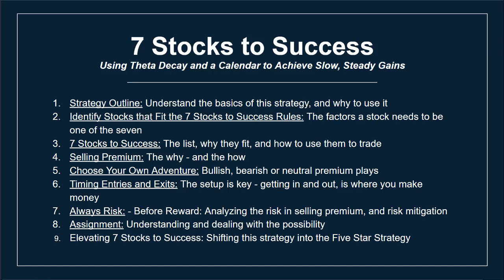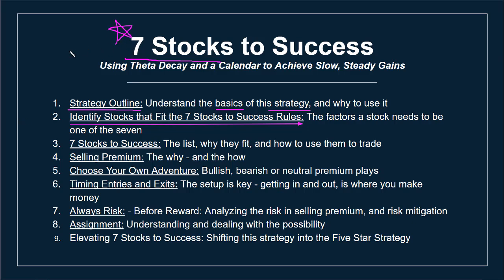So first of all, we're going to start off with the outline. So with any strategy, any trading strategy that you use, you need to understand the basics. That's basically what the strategy is, how it works, why you would use something like that. Then the next piece of this is obviously the core of the class, right? So the class is about 7 different stocks. These are 7 different stocks that I traded all the time, and I still trade them. And so you need to know how to identify stocks that fit those parameters, but then obviously I'm also going to give you my list.